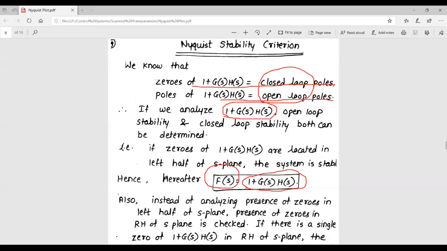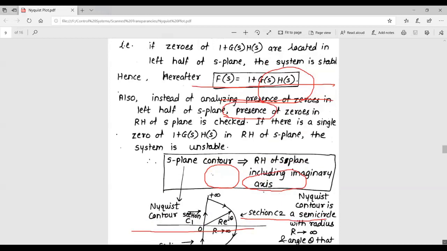Okay, so now in this case, instead of analyzing presence of zero in left half of S plane, as given in the notes, I'm reading out the notes, in right half of S plane, yeah, so presence of zeros in right half of S plane is checked. If there is a single zero of 1 plus GSHS in RH of S plane, the system is unstable.